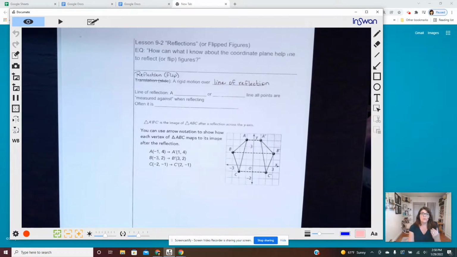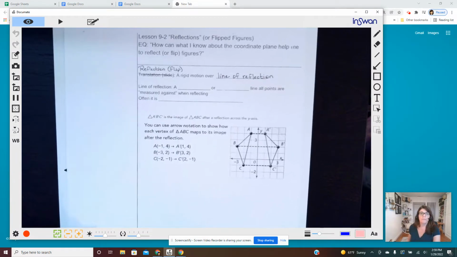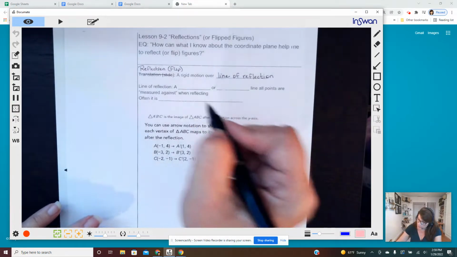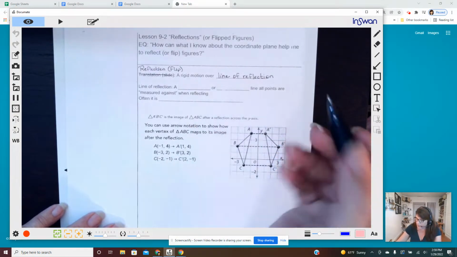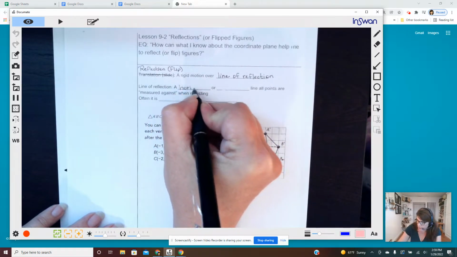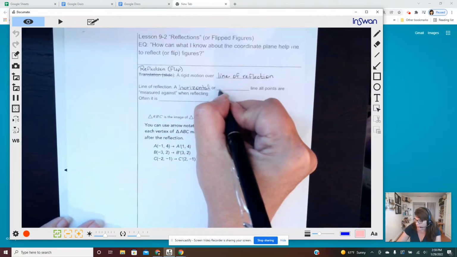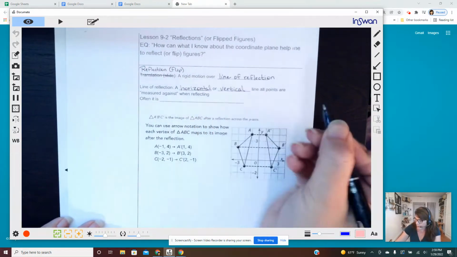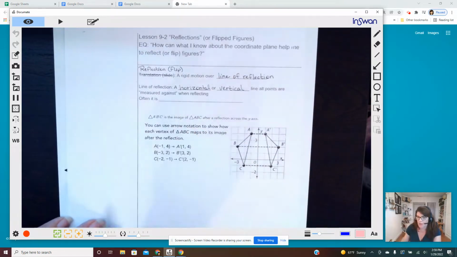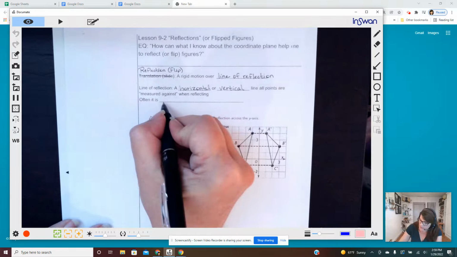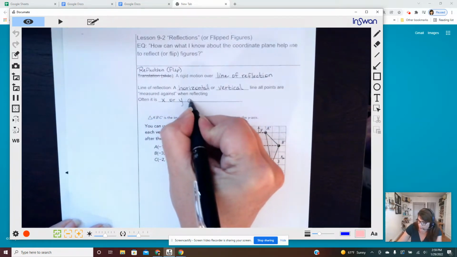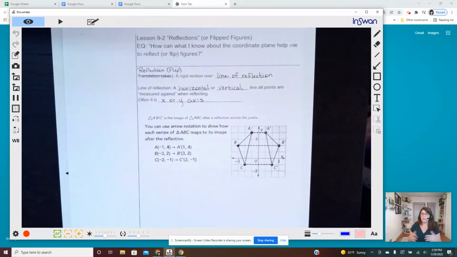Okay, the line of reflection itself needs to be, for our purposes, a horizontal or vertical line, where all points are measured against. You can do diagonals, but we're not doing that. Often it is the x or y axis. Full disclosure, it could be a diagonal line. We are not going to go there. There's several other layers involved in order to do that.